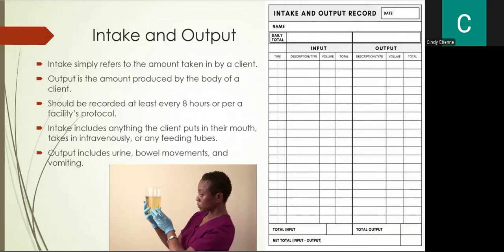Nothing is missed, right? So imagine a patient recovering from surgery. During one shift, they receive 1,000 mLs of IV fluids and drink 500 mLs of water, for a total intake of 1,500. During that same shift, they produce 700 mLs of urine and vomit 200 mLs, giving them an output of 900. Since the intake is greater than the output, we should continue to assess the patient for signs of fluid retention, such as edema, weight gain, and crackles in the lungs.